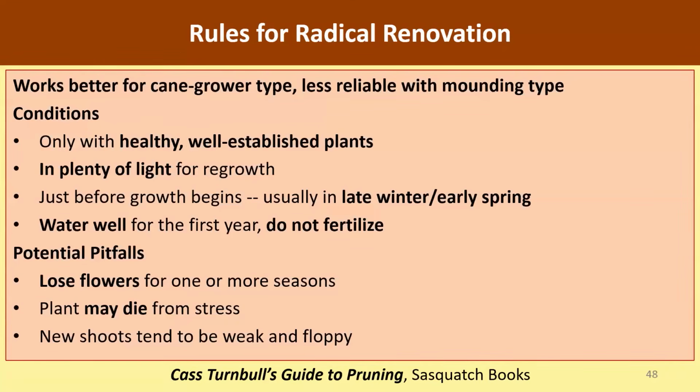Well, there are some rules for doing radical renovation. It works better for cane-grower types of shrubs, and it's less reliable with the mounding types of shrubs. The prerequisites are to do this only with healthy, established plants. The plant must be grown in a place that has plenty of sunlight to stimulate the regrowth. You want to make the cuts just before growth begins, late winter, early spring. And you want to keep it watered well the first season, but you don't want to fertilize it.